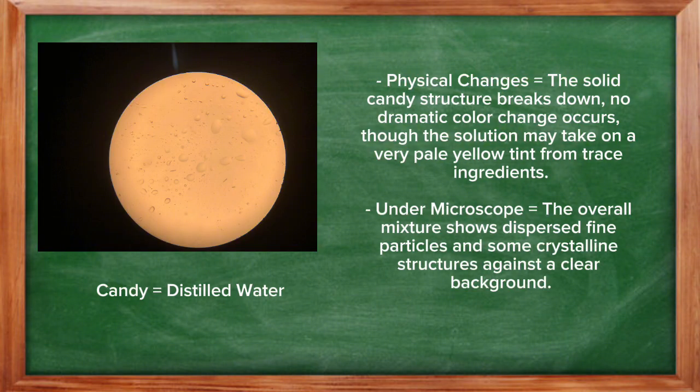Physical changes: the solid candy structure breaks down, no dramatic color change occurs. Here, the solution may take on a very pale yellow tint from trace ingredients. Under microscope, the overall mixture shows dispersed fine particles and some crystalline structures against a clear background.